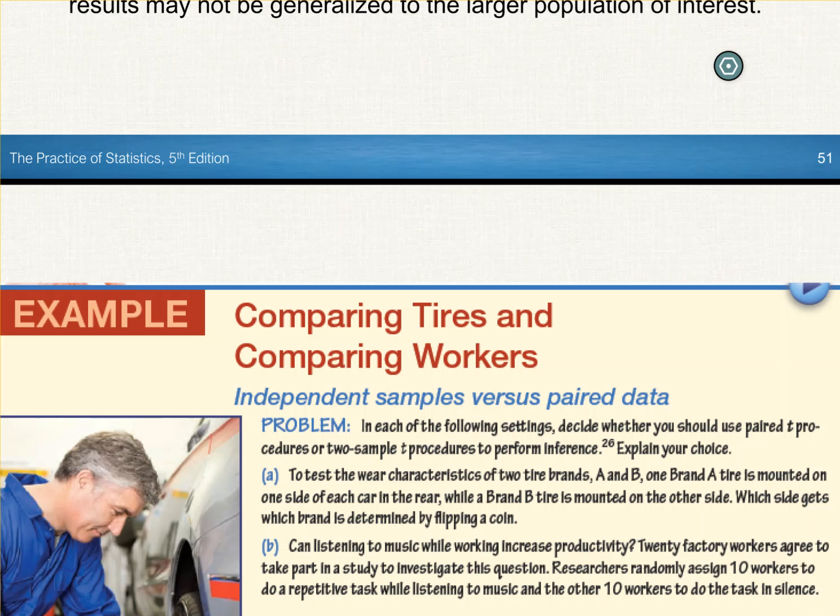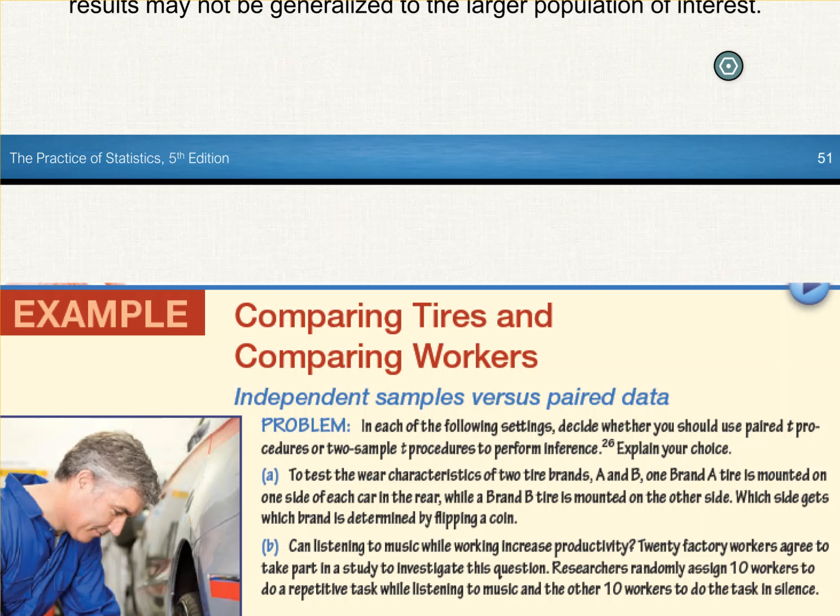Looking at this, to test the wear statistics of two tire brands, A and B, we got one brand A tire mounted to one side of each car, and one brand B tire mounted on the other side. So which side gets which brand is determined by flipping a coin. And then let's read B, and then we'll try and decide which one's which. Listening to music while working, can listening to music while working increase productivity? 20 factory workers agree to take part in a study to investigate. Researchers randomly assign 10 workers to do a repetitive task while listening to music. The other 10 workers do this task in silence.